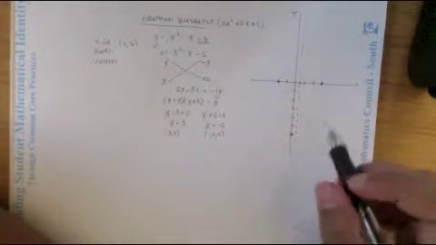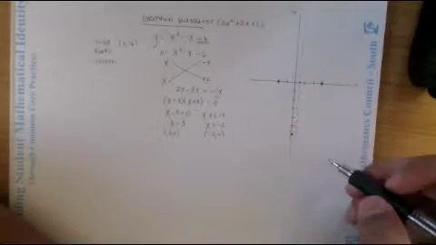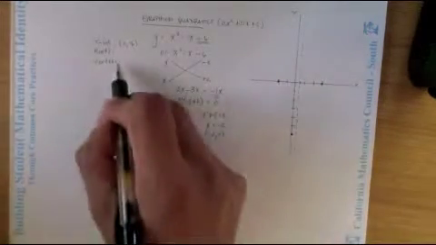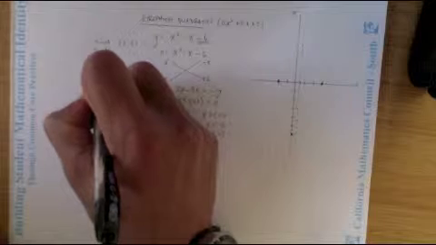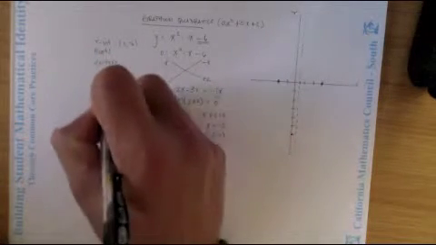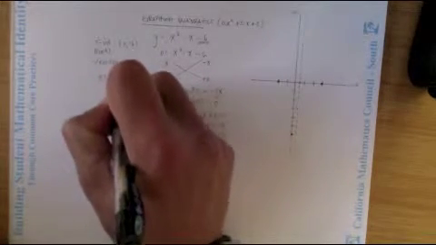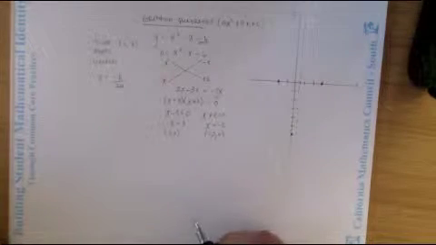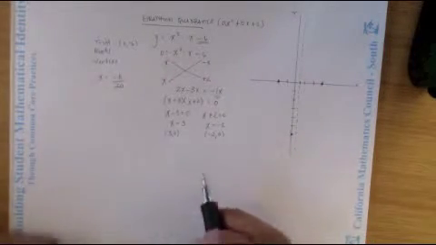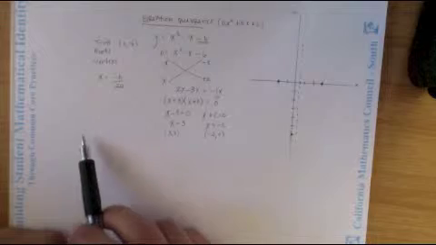Alright, so the left is going to look like the right. Now the vertex is also a point. Now we have a special equation that we use. It's negative b over 2a. Okay, now b and a, where does that come from?